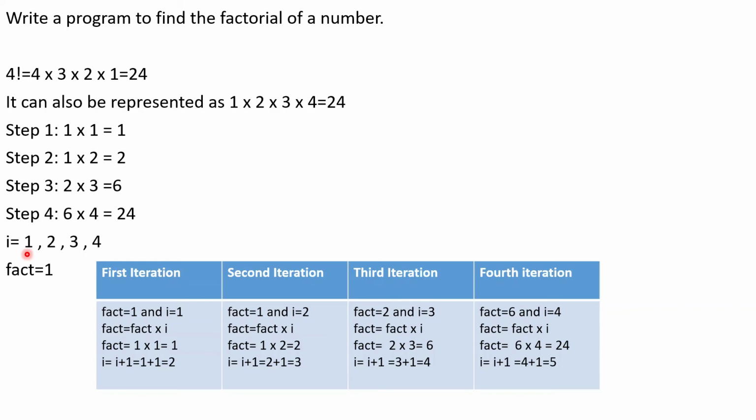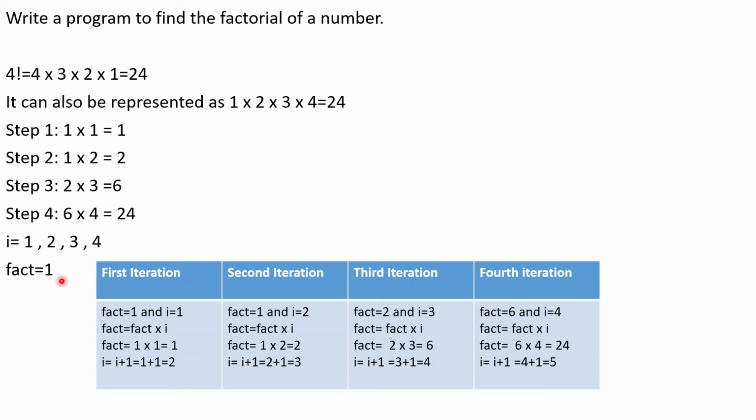Then I have made use of fact here. Fact is the variable to store the intermediate result. I'll start it at 1, because the first step I mentioned there, 1 into 1, is equal to 1. That is the first step result. So I am directly storing the result in fact, so that I can directly start from the next step.